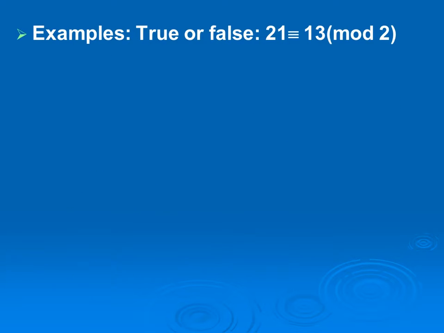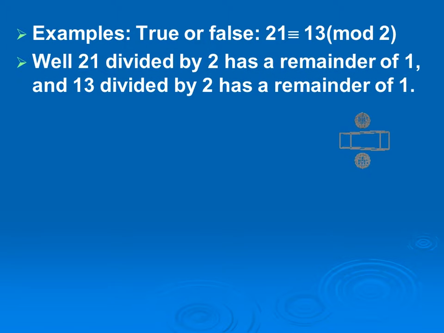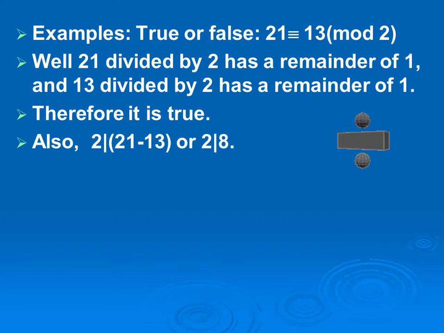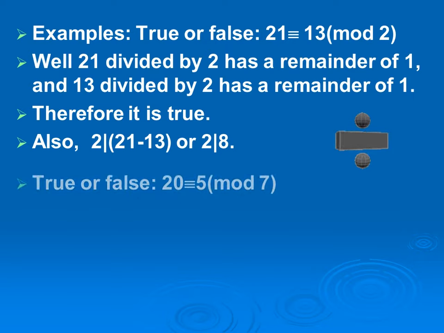So example, true or false? 21 is congruent to 13 mod 2. Well, one way, 21 divided by 2 has a remainder of 1. 13 divided by 2 has a remainder of 1. So either way, they both have a remainder of 1, so therefore they are congruent mod 2. 21 is congruent to 13 mod 2. The other way to do it, does 2 divide 21 minus 13? Well, 21 minus 13 is 8. 2 does divide 8. So you see, you could have done it that way also.